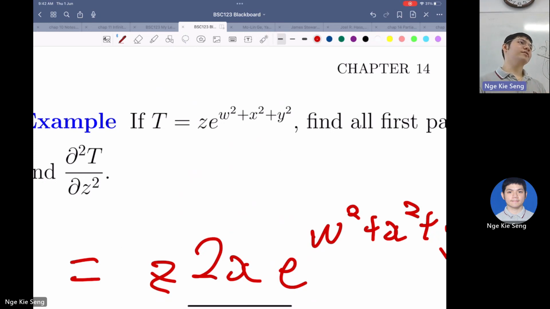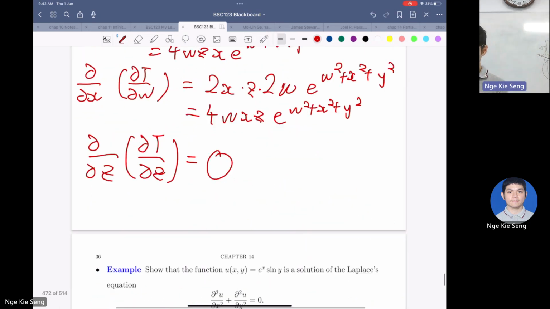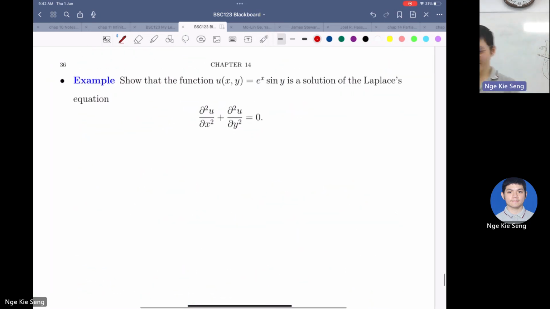I mean square of a length. Oh, yeah. Square of a length. Okay, so how about show this? Show this. Okay, show this.